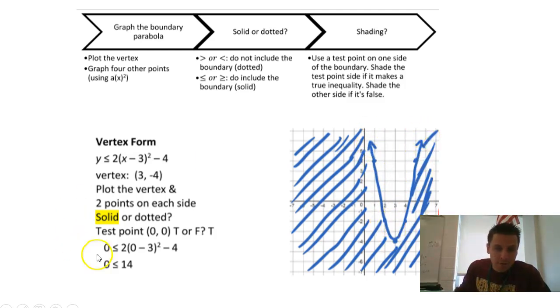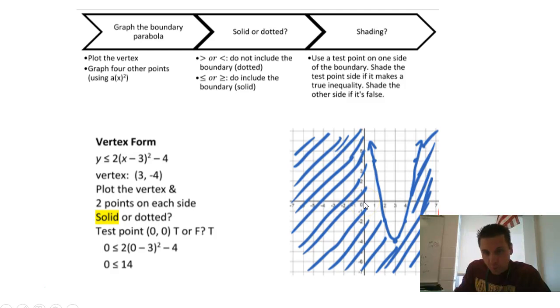Now we pick a test point. The test point that we picked here is (0, 0). (0, 0) is not on the parabola, so it's a fitting test point, and it's nice to work with. When we plug (0, 0) into this inequality, x is 0 and y is 0, and this is what we end up with: 0 is less than or equal to 2 times the quantity 0 minus 3 squared minus 4. 0 minus 3 is negative 3. Negative 3 squared is 9. 9 times 2 is 18. 18 minus 4 is 14. 0 is less than or equal to 14. That is a true statement. That means (0, 0) is a solution to this inequality.